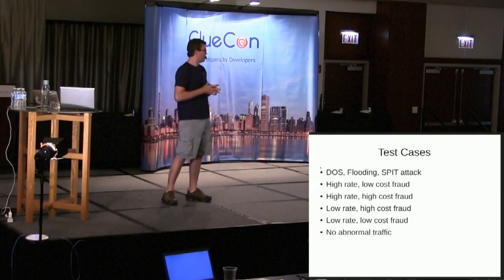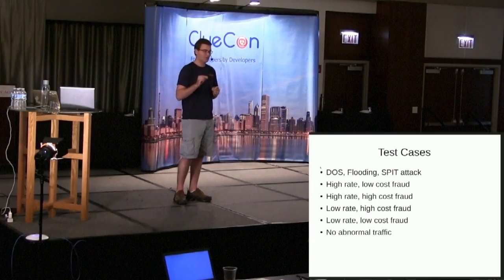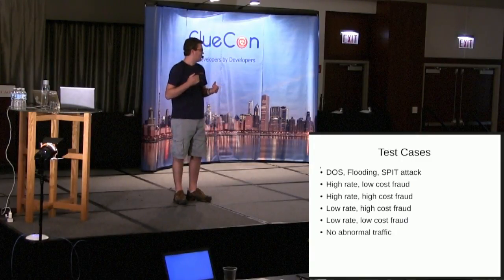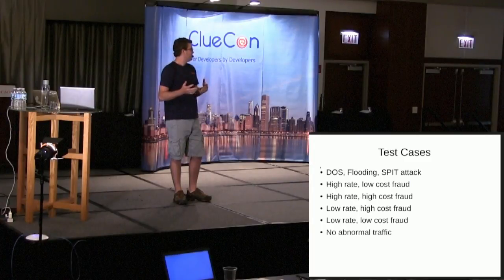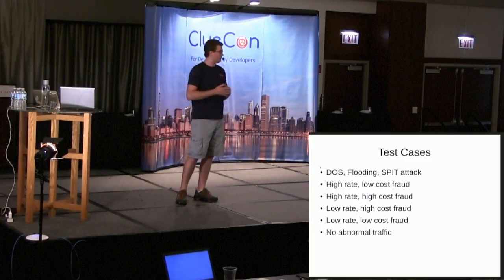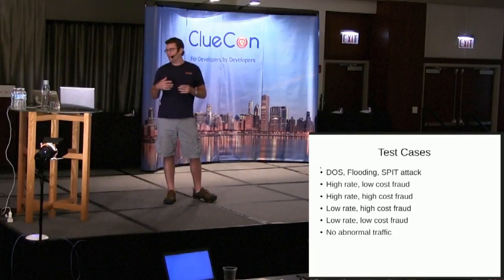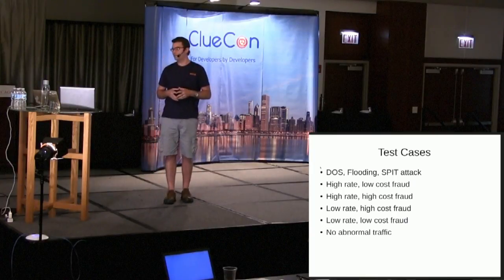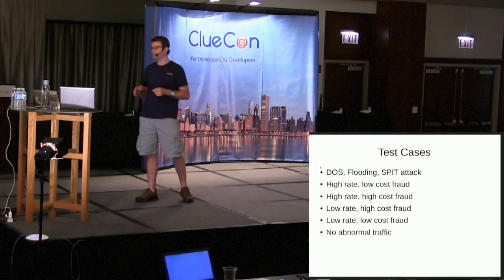And then we're going to look at high rate, so a low inter-arrival delta, and low cost fraud, followed by high rate, high cost fraud, and then low rate, so a normal 1 to 1.5 second arrival time or delta, high cost fraud, and then low rate, low cost fraud. And finally, if you're going to have a system that's detecting abnormal patterns in traffic, you have to make sure it doesn't trigger on normal calling. So we want to look at all these tests on normal traffic as well.